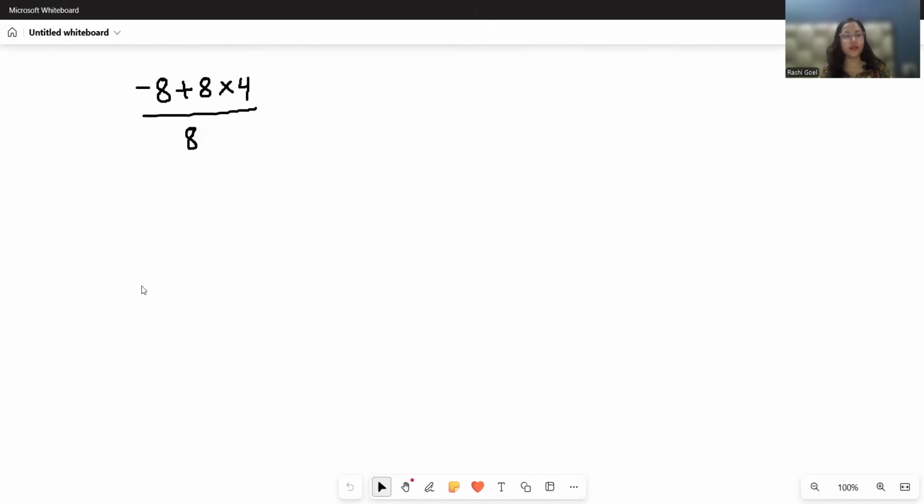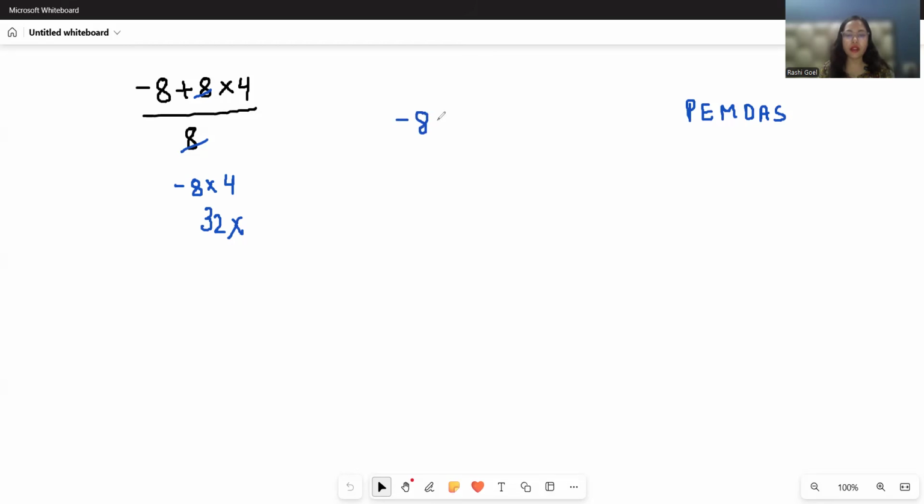So in this expression, we are given minus 8 plus 8 times 4 by 8. So how do people solve it? They cancel out the 8 with 8 and then minus 8 times 4, that is minus 32. This is the incorrect answer because they did not follow the right approach. As we discussed in the previous question, we have to follow the PEMDAS rule. We know that P is parenthesis, E is exponent, then multiplication and division both have the same priority, then addition and subtraction.